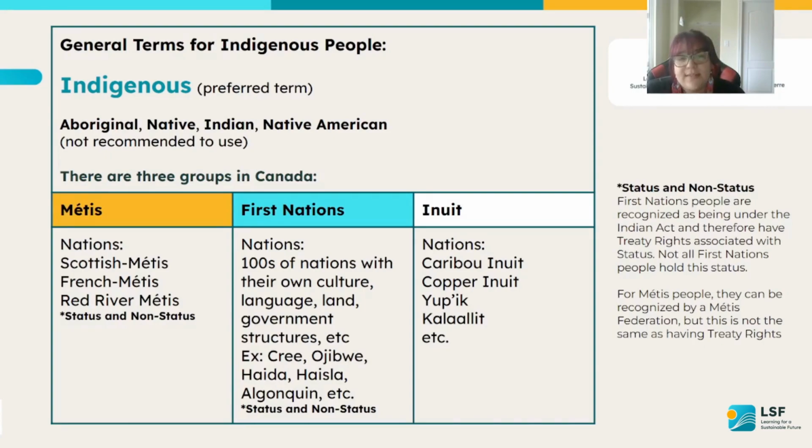And so Métis people do hold status, and this would mainly be from a Métis federation. And now different provinces are recognizing these federations. For example, Manitoba now recognizes the Manitoba Métis Federation as like a provincial government. And so they would have rights associated with that. And these are different from First Nations status rights, which are involved with treaties. And so First Nations people can have the status or not. You don't have to have status to be considered First Nations. But if you do have status, it means that you are recognized under the Indian Act and there are treaty rights associated with that.